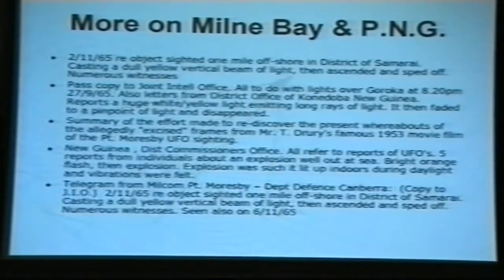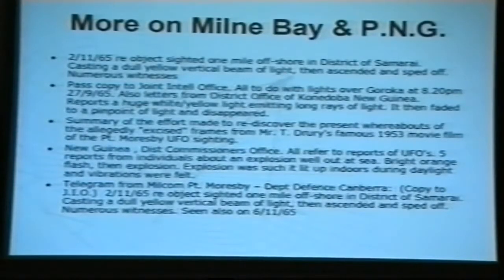Several copies of witness statements and a report were sent to the Joint Intelligence Organisation in Melbourne, just about this one incident. Also in this group of files from Milne Bay was a reference to a summary of the efforts made to rediscover the whereabouts of the excised frames from the famous 1953 jury film of a UFO over Port Moresby. Why was this in there? Because naive Australia sent this film to the United States for analysis, and when it was returned to us, it was minus 20 feet, or several, let's say, pertinent frames.